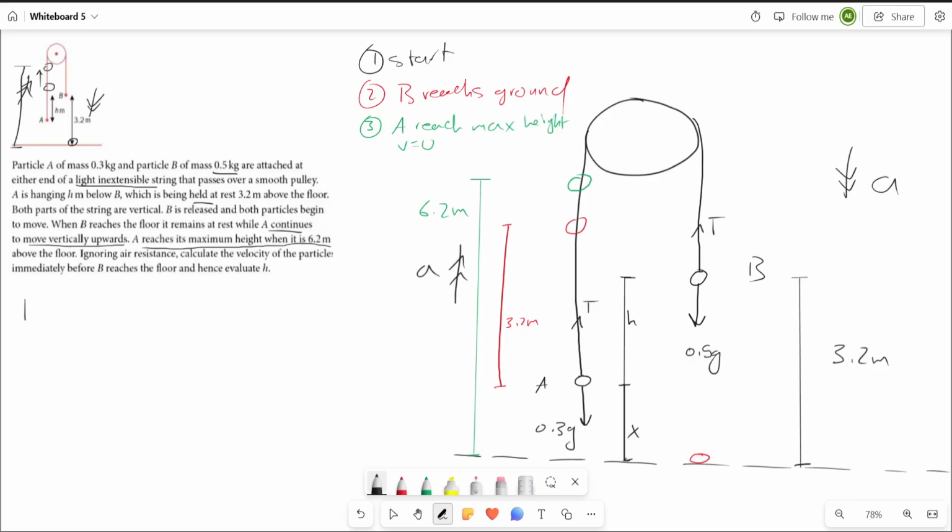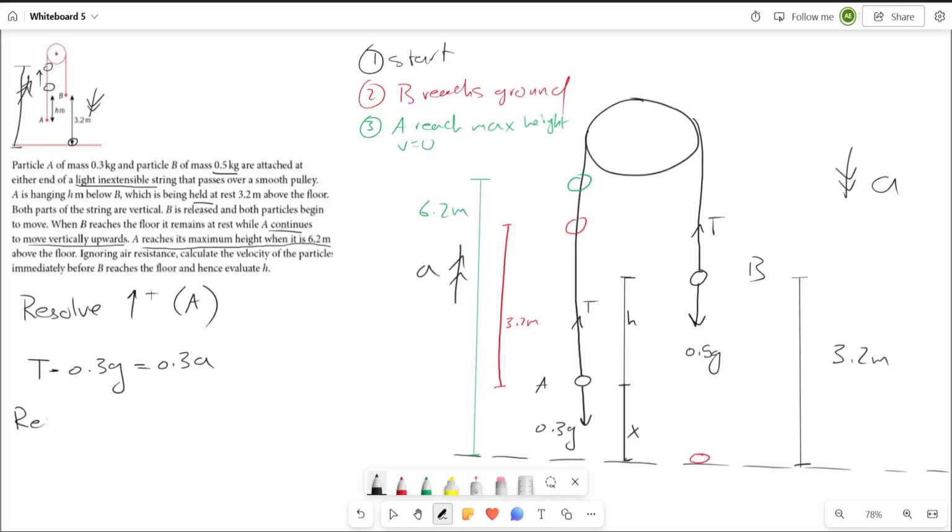So let's resolve with the upwards direction positive for A, because when we resolve, I like to take the direction of acceleration as the positive direction. So since acceleration is upwards, I'm going to take up as the positive direction. So my dynamics equation is going to be T minus 0.3 g equals ma, which is 0.3 times the acceleration.